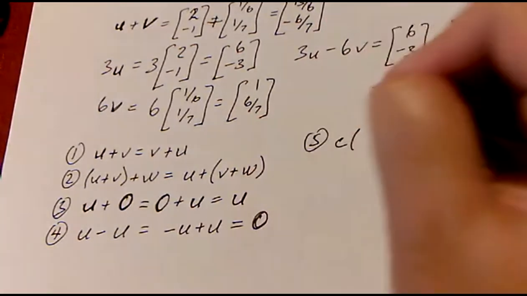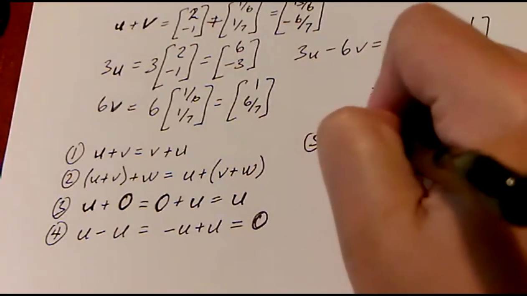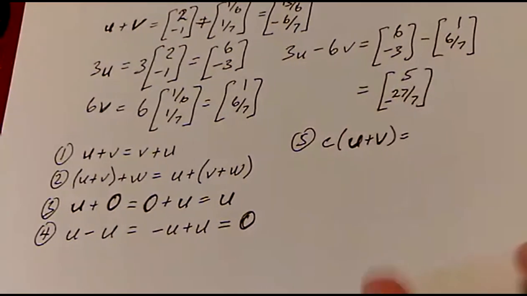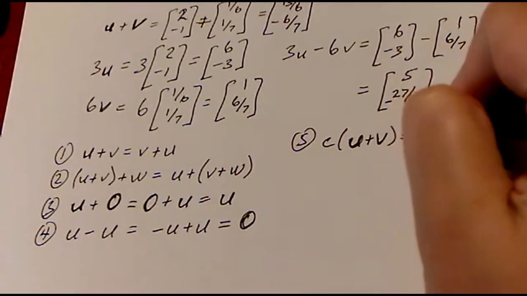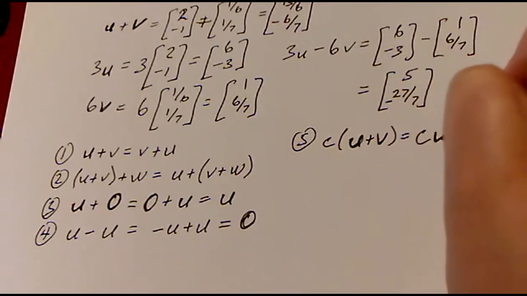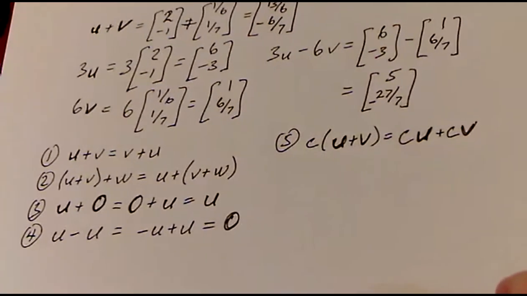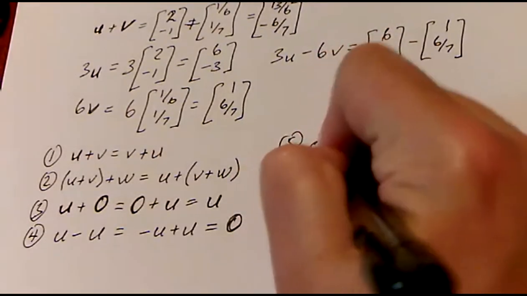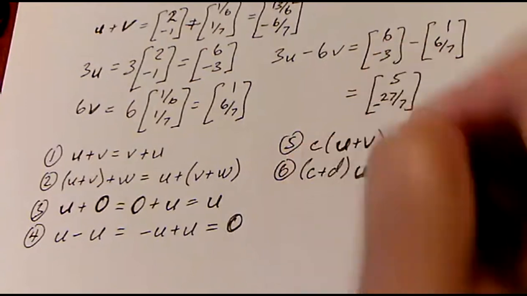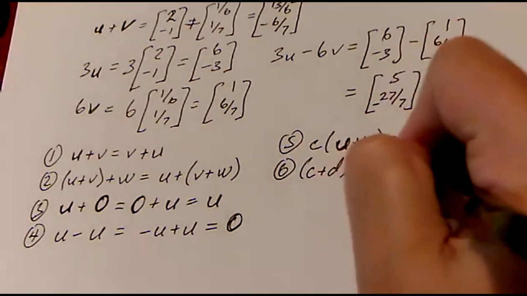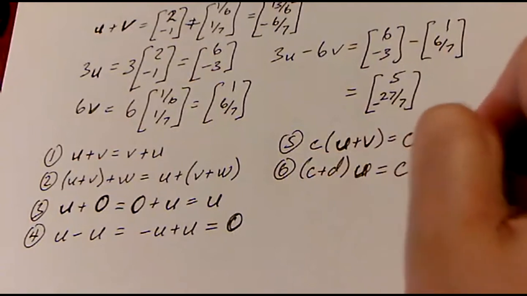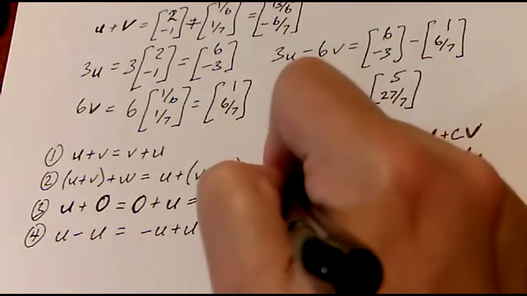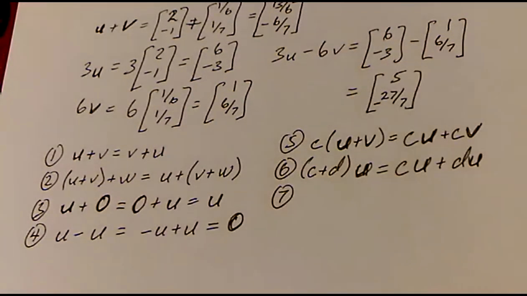And then we have properties for scalar multiplication. So if I take a scalar c and I multiply it by u plus v, okay, that's the same thing as distributing it. So cu plus cv would also work there. Okay, and then 6, I have associativity for the scalars. So if I have cd, which are both scalars, times a vector u, that gets me the same thing as cu plus du. Now where u is the vector there. Right? That's distributivity for scalars, I should say.